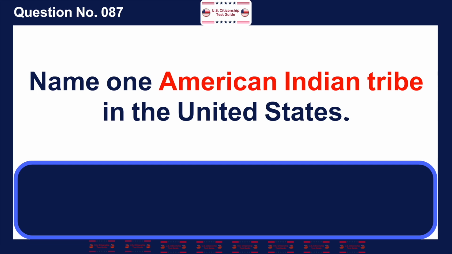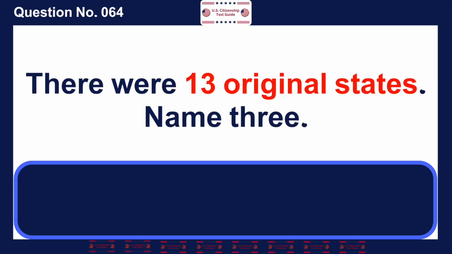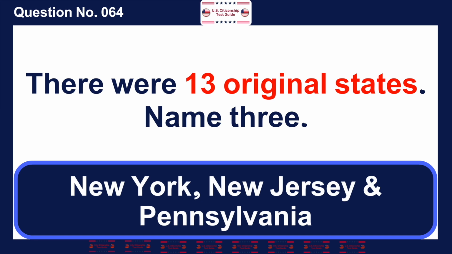Name one American Indian tribe in the United States. Cherokee. There were 13 original states. Name 3. New York, New Jersey, and Pennsylvania.